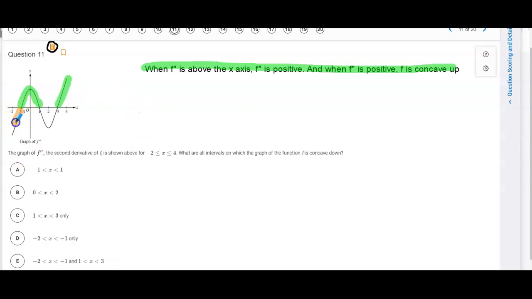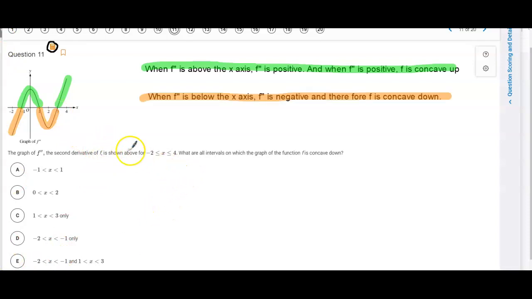Contrarily, on this interval and on this interval, f would be concave down because f double prime is below the x-axis, which means that f double prime is negative, which means that f is concave down. So the question here is saying, what are the intervals where the graph is concave down? Well, that'd be these orange ones. So from -2 up to -1, and then from 1 to 3 would be the answer. And so that would be option E there.